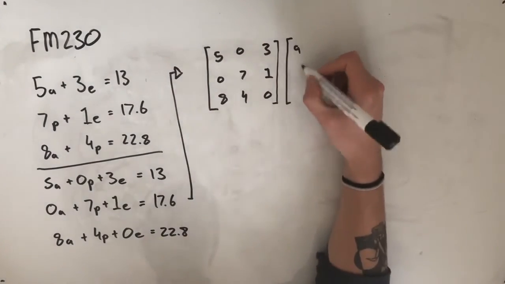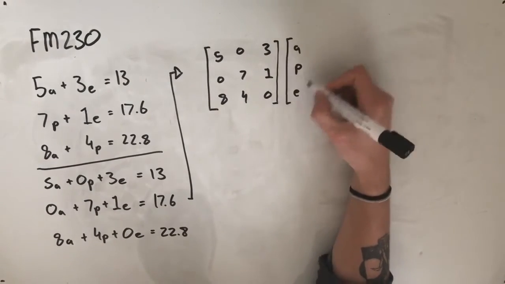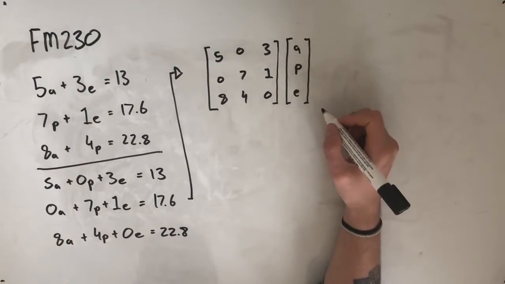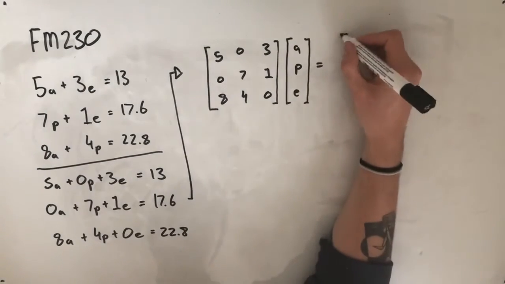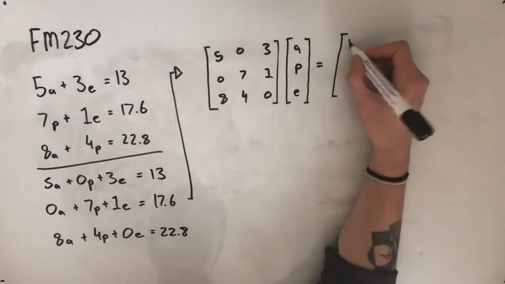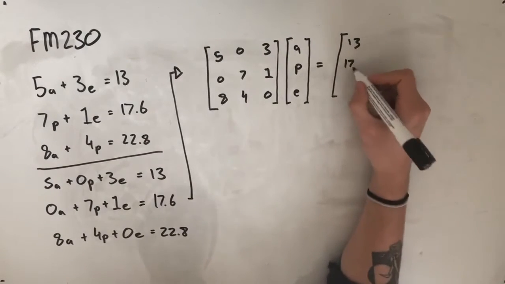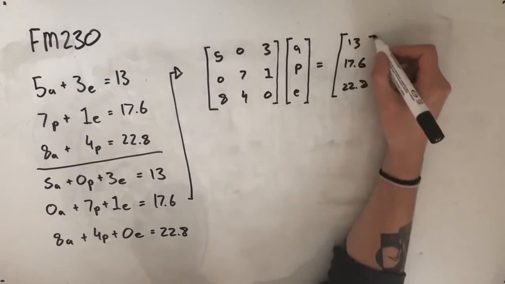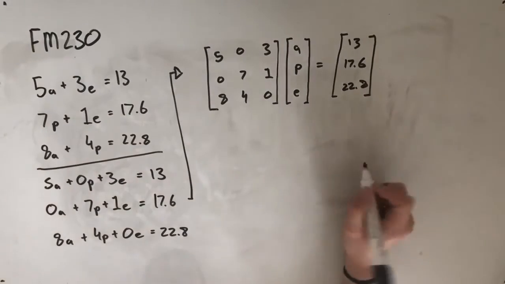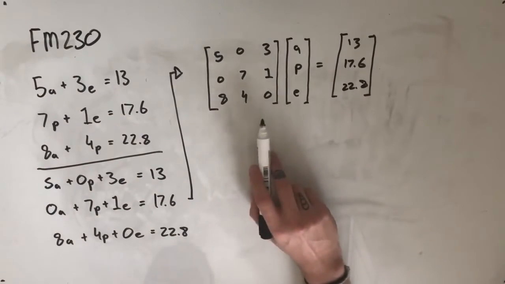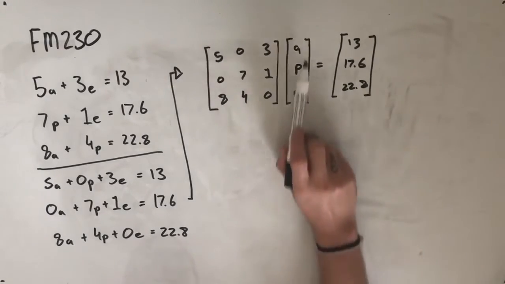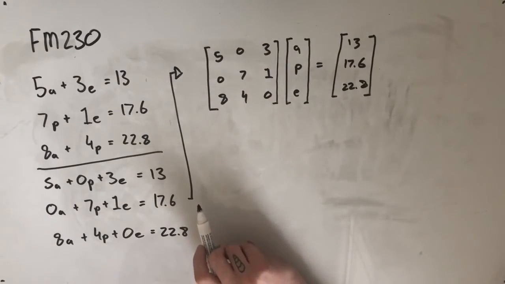Now I'm going to drop in my A, P, E for albums, people, and events. And we know that this is equal to 13, 17.6, 22.8. So we've set up the matrix form now, but there's actually an extra step to this question. Now we've actually got to solve for this APE.